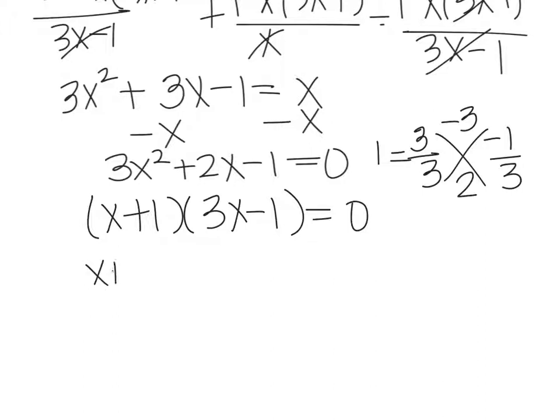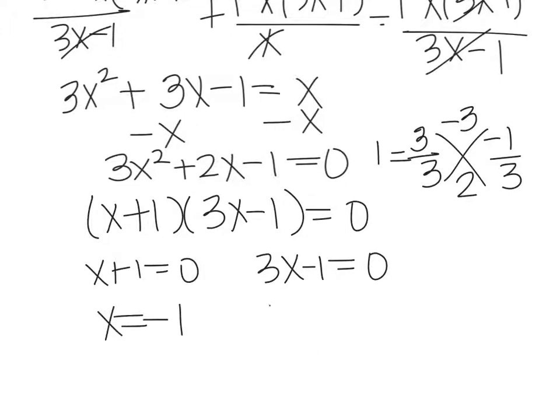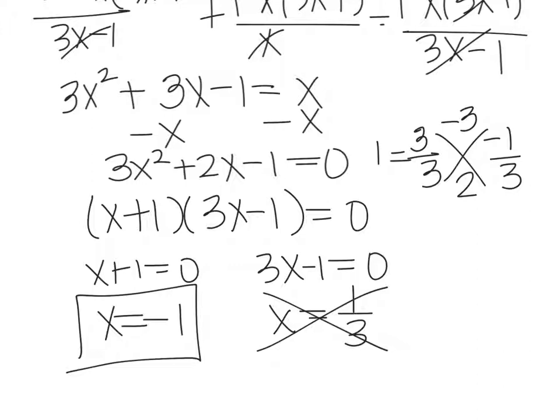Setting each of these equal to 0 to find our solutions, we get that x equals negative 1 and x equals 1/3. So now if we check to see if either of these numbers will make our denominator 0, negative 1 will not, but 1/3 will actually make multiple denominators 0. So it is an example of an extraneous solution. It is not a solution to our rational equation, and our only solution is x equals negative 1.